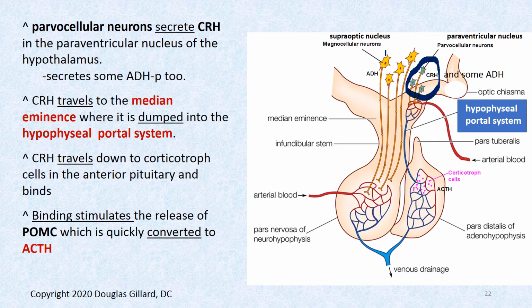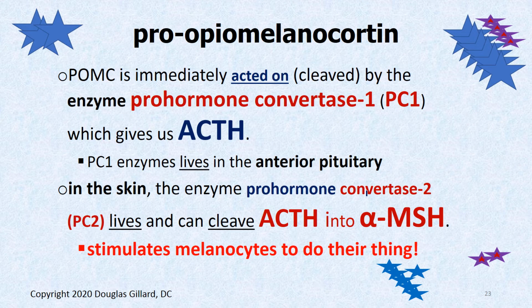And again, remember the magnocellular neurons have those long axons, and they make their ADH, or ADH-m, if you will. And it goes all the way down. Okay, so anything more about POMC?